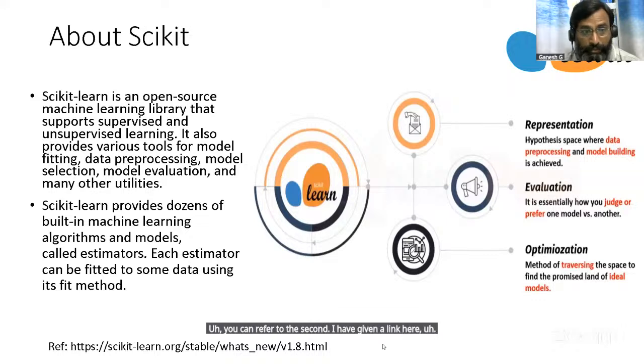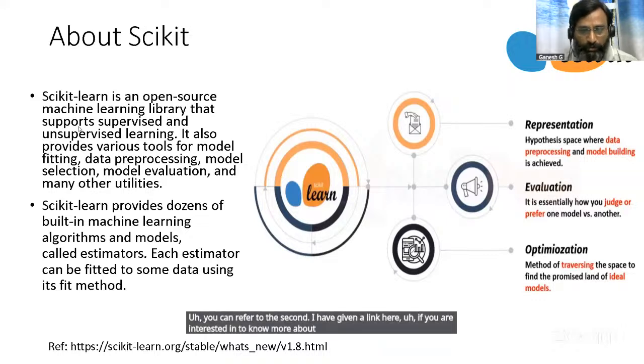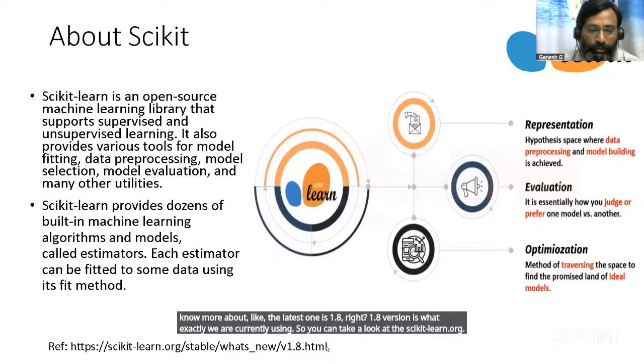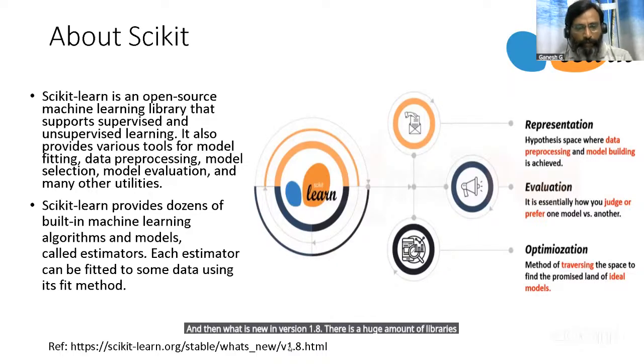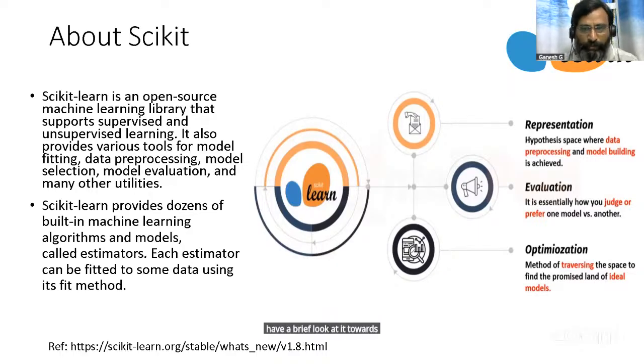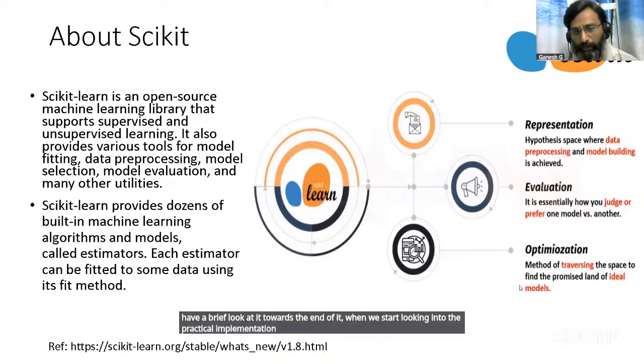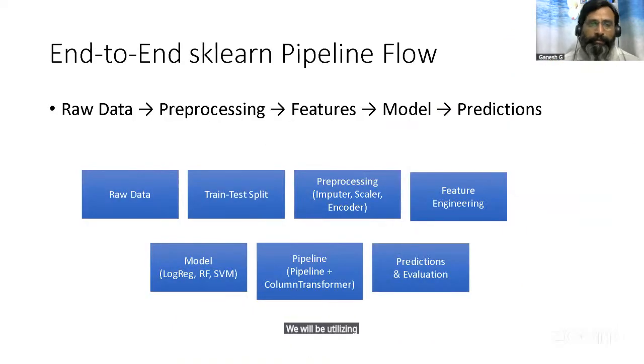If you are interested in knowing more, the latest is 1.8, and the 1.8 version is what we are currently using. You can take a look at scikit-learn.org and what is new in version 1.8. There is a huge number of libraries. We'll have a brief look at them towards the end, when we start looking into the practical implementation, at the latest libraries supported by scikit. But we will be utilizing scikit to implement the ML pipeline that we have.